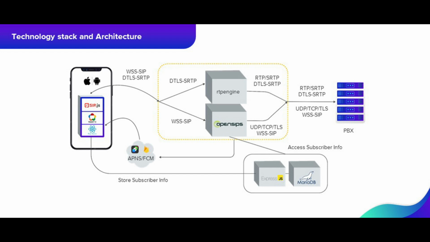There is also ExpressJS and MySQL. ExpressJS can be used by the application to store the subscriber data in the database, like if they prefer UDP, TCP or whatever protocol they want. And OpenSIPS can use ExpressJS to fetch the data from the database and act accordingly. You can also see FCM and APNS. They will be used mainly to send push notifications to the application as and when required. Whenever the application is in kill state, OpenSIPS can use FCM or APNS to wake up the application, restart the connection and then do the necessary communication.